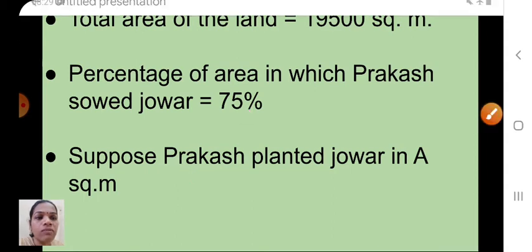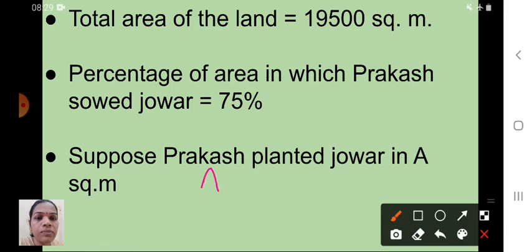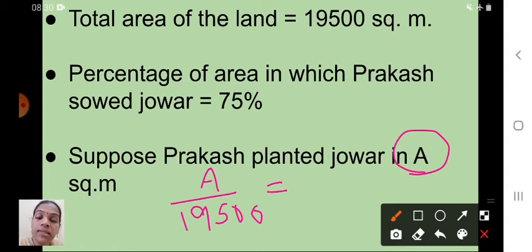See here children, first which one do we have to find? A, isn't it? So A you have to write upon the total. What will the total be? Yes, here Jowar planted in A square meter. So A upon total square meter, which is what here? 19,500. Okay, is equal to how much percentage? 75 percent. So 75 upon 100. This is your proper equation.